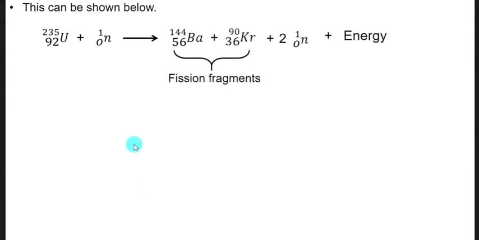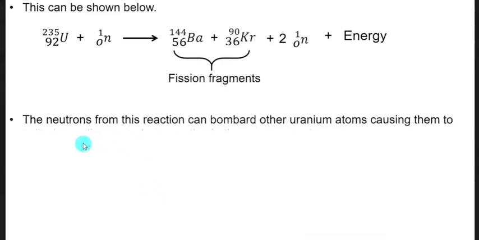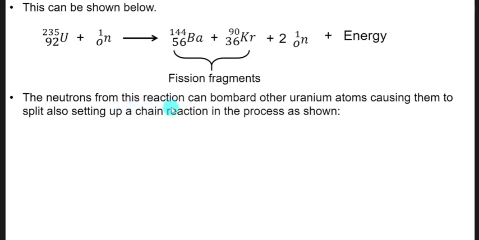So what we are saying here is this: the neutrons from this reaction can bombard other uranium atoms, causing them to split also, setting up a chain reaction in the process, as shown. So the products, these neutrons, can still bombard other uranium atoms in the same sample where this one is.